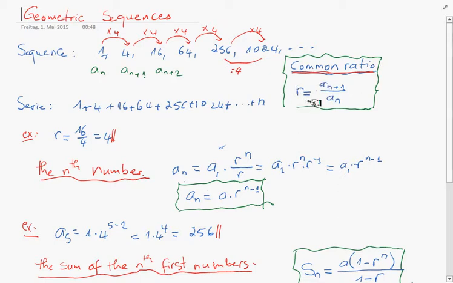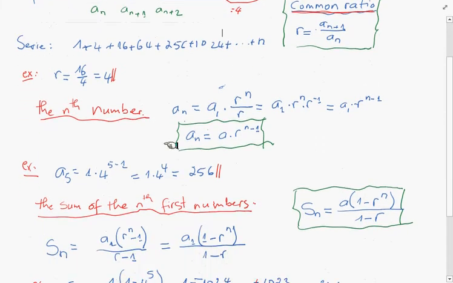With this general formula, if you want to have the common ratio between these terms, we have to divide a term by the previous one. As an example, we take 16 divided by 4, which gives us 4. What is the common ratio?